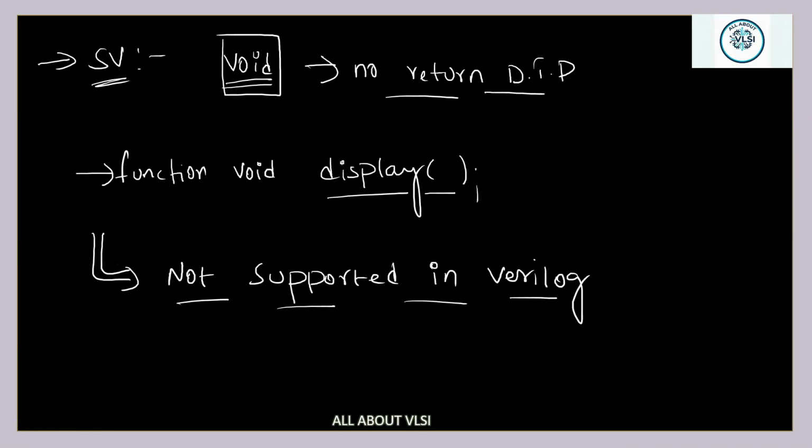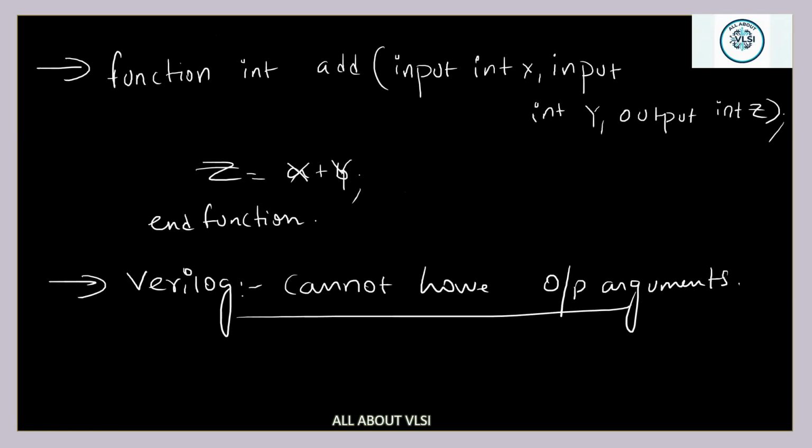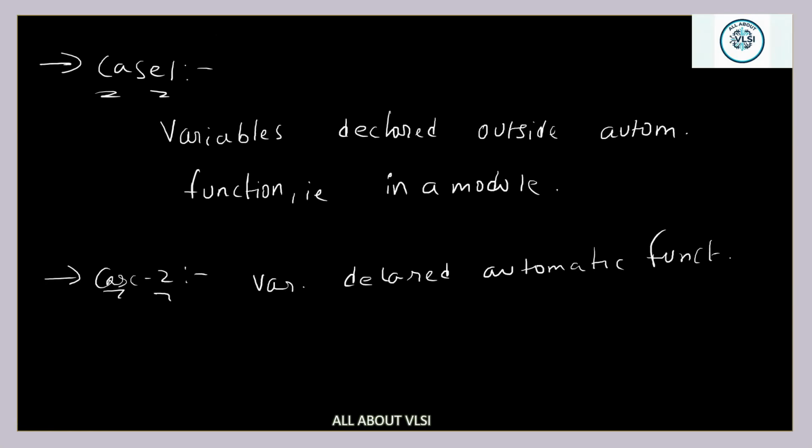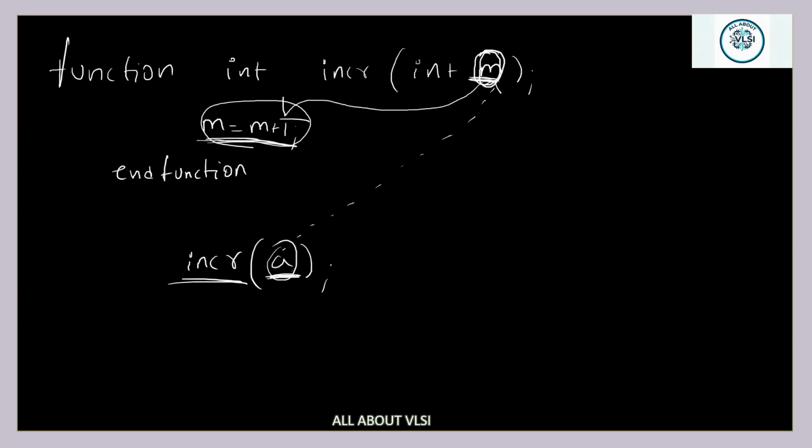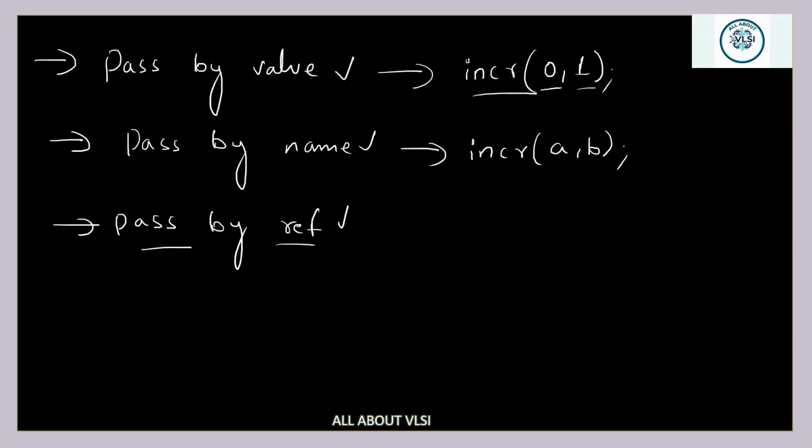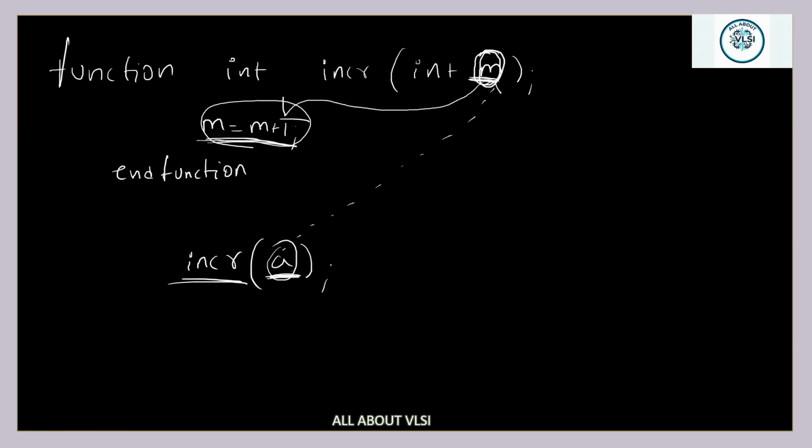Next we also saw void functions, and static functions and automatic functions. Afterwards we started with pass by value, pass by name, and pass by reference. All of these things we discussed in our previous sessions.